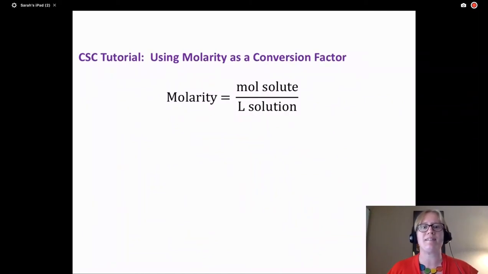In this Chemistry Success Center tutorial, we're going to focus on using molarity as a conversion factor. So when we talk about molarity, what we're describing is how many moles of solute are present in every 1 liter of a solution. You'll often see molarity abbreviated with a capital M. Sometimes that M is italicized or perhaps underlined.